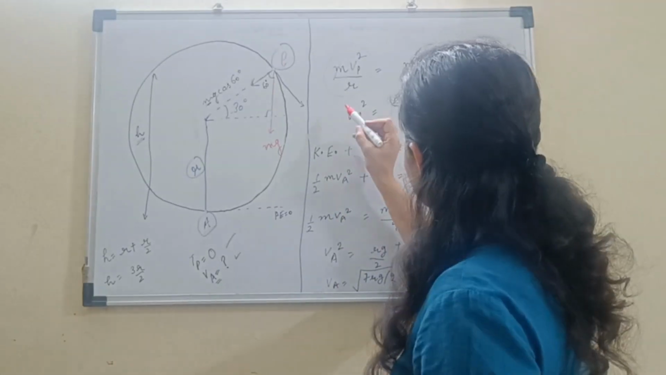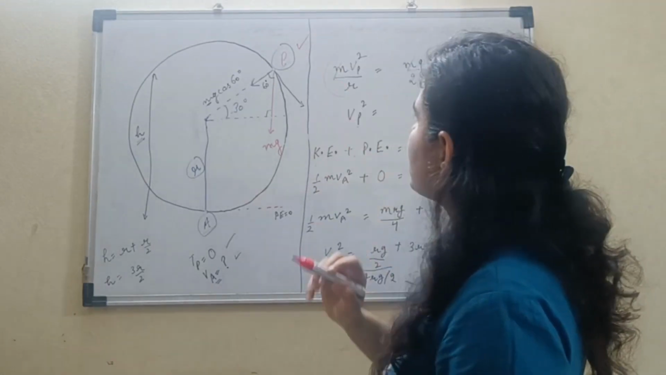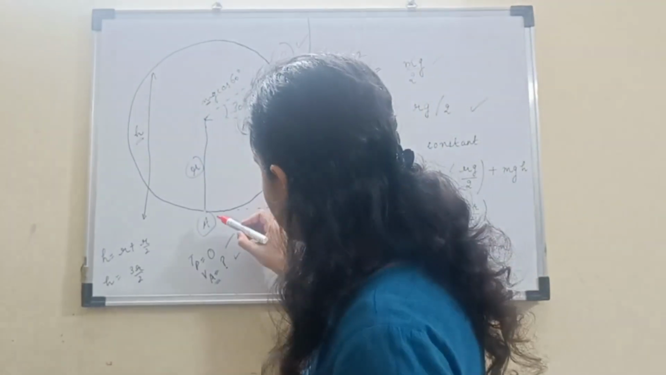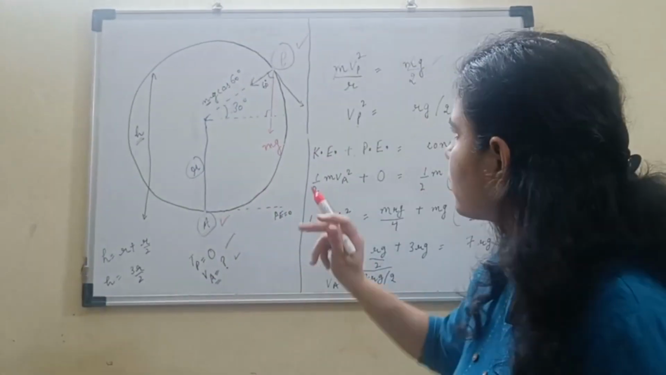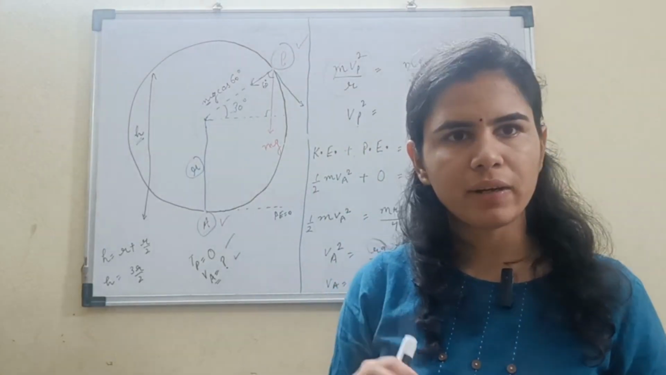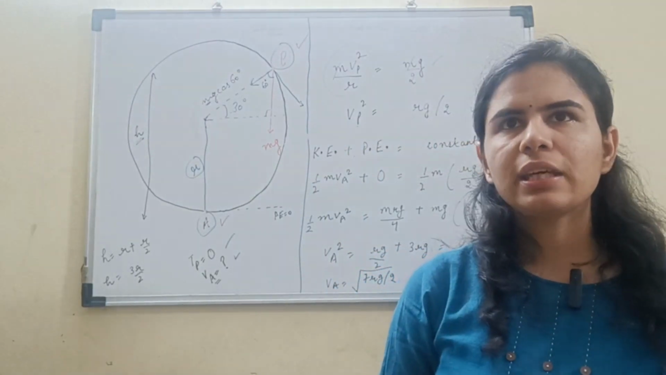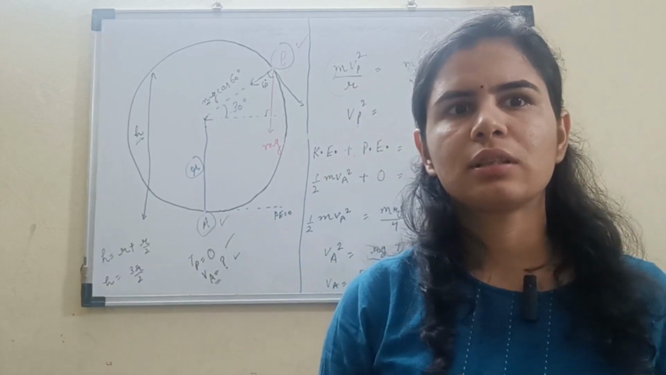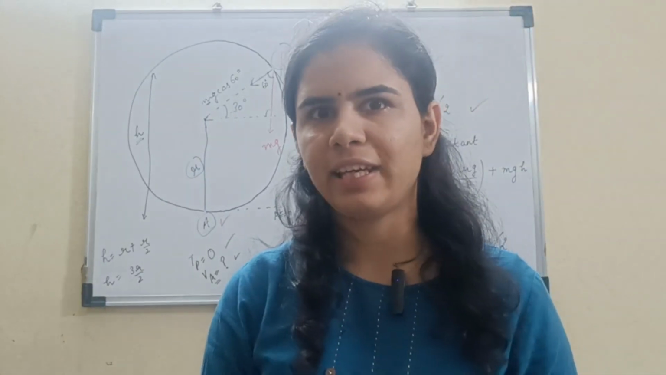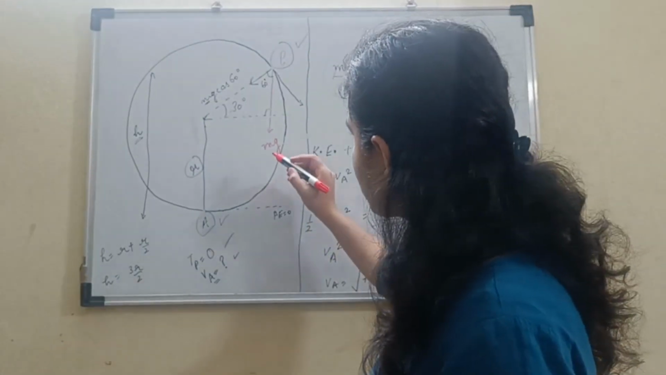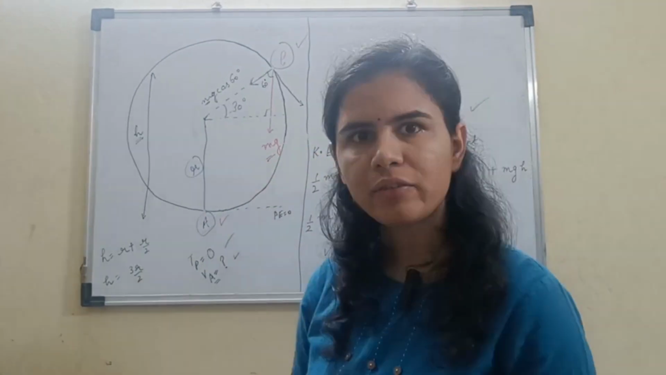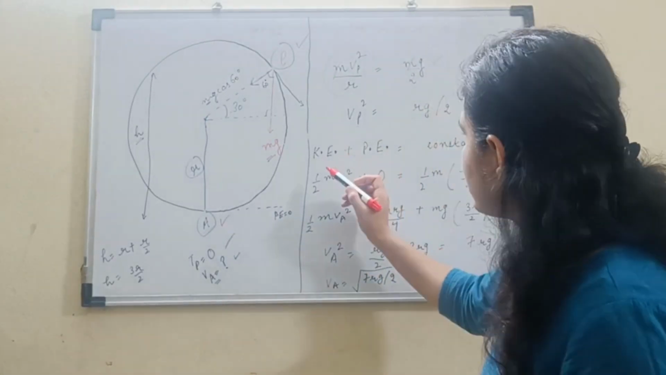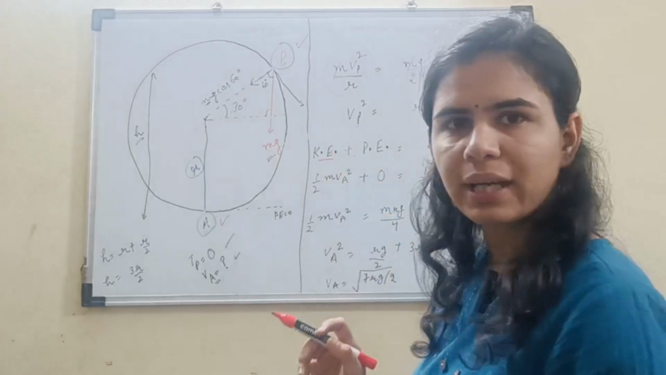Now we have got the value of velocity at this point. But we are asked what is the velocity at point A, not at point P. How can we find this out? Just think about it: can we use the conservation of mechanical energy here? Yes, definitely we can, because the force acting here is the gravitational force, and the gravitational force is a conservative force. So we will use the principle of conservation of mechanical energy.